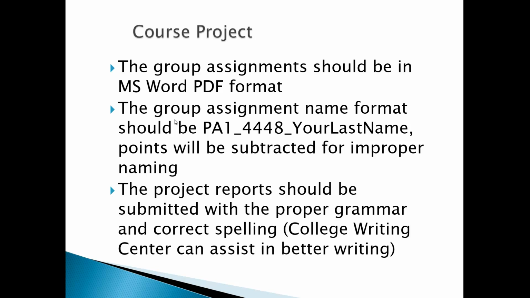The group assignment naming format should be PA1, PA2, PA3 underscore 4448 underscore your last name. Again, points will be subtracted for improper naming. The project report should be submitted with the proper grammar and correct spelling.